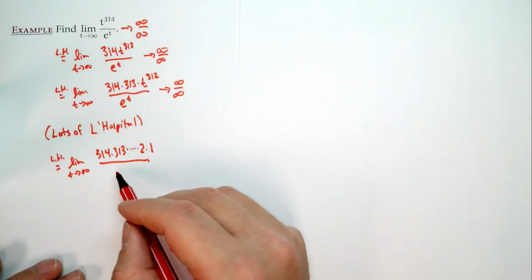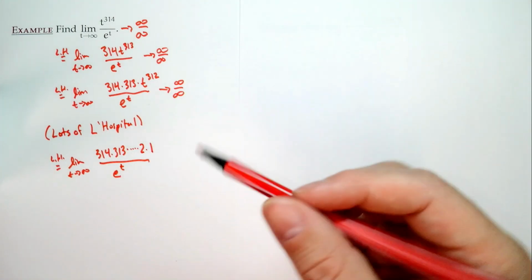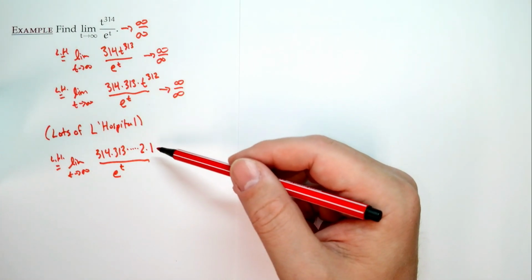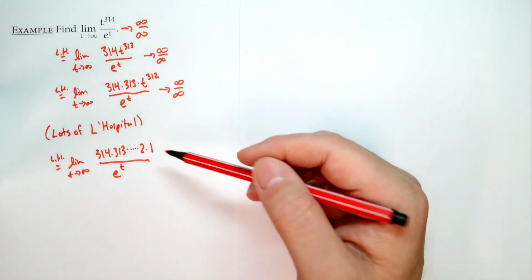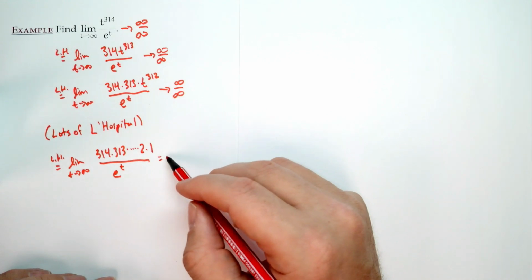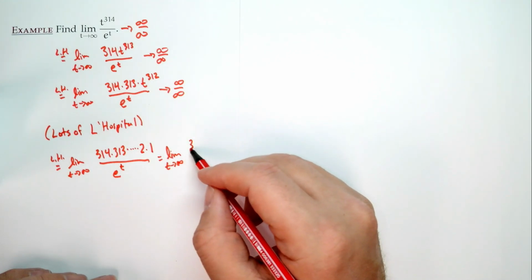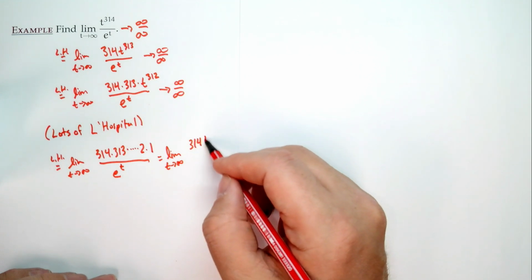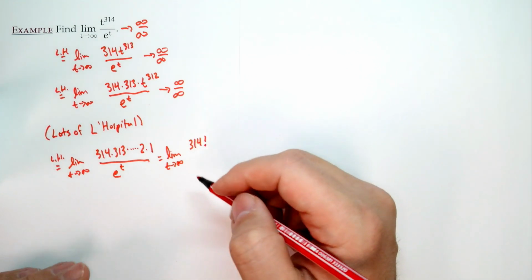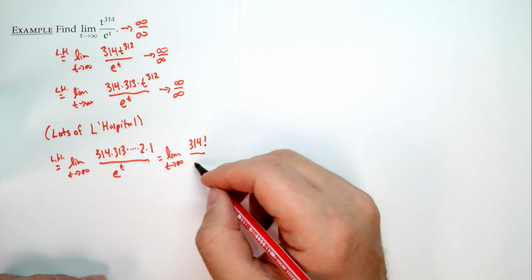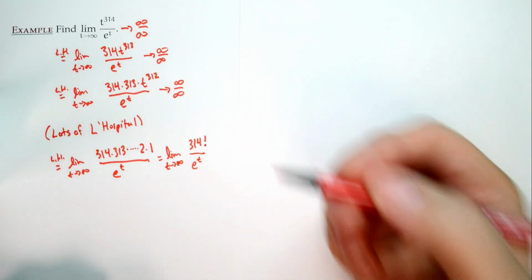Downstairs you're going to get e to the t. Now this number is a gigantic number. In fact, we have the notation for it. It's such a big number. We have this 314, that's huge. It's 314 factorial. It's way bigger than anything we'd ever have to work with.